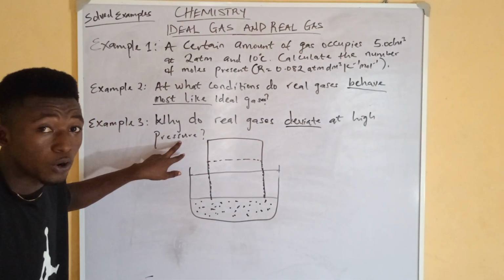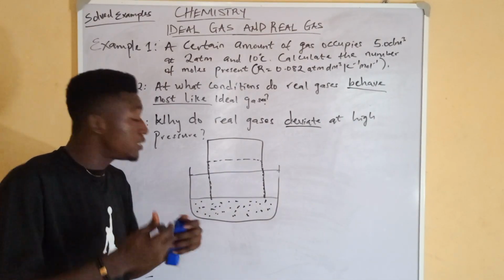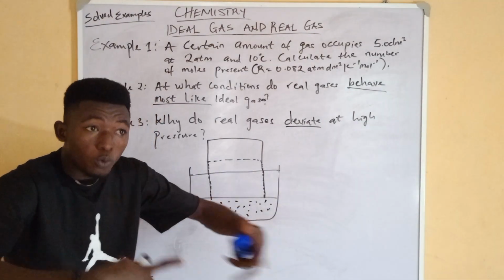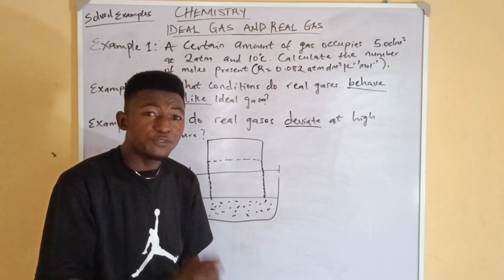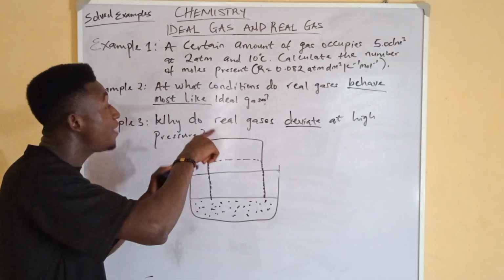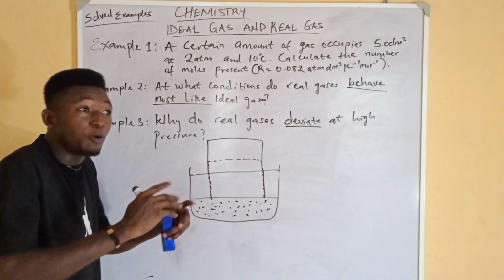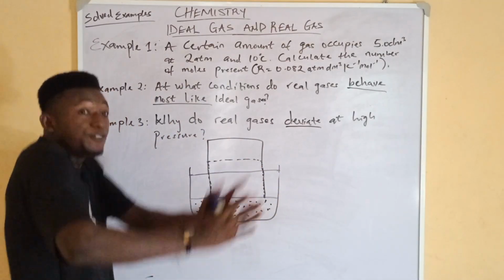At high pressure, because when the pressure is exerted on them, the intermolecular force will be significant, though it might not be as high. That is why we say they deviate. They don't behave exactly like an ideal gas, but they deviate from it.